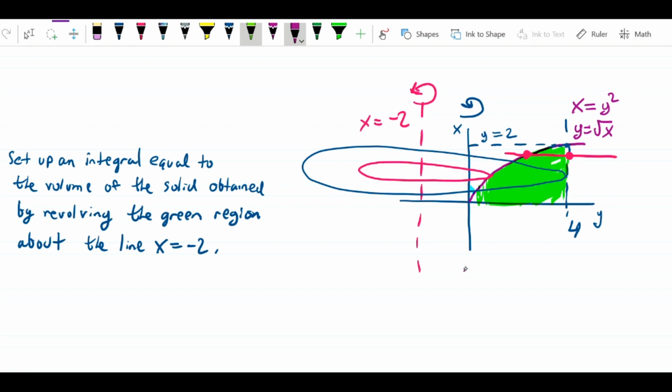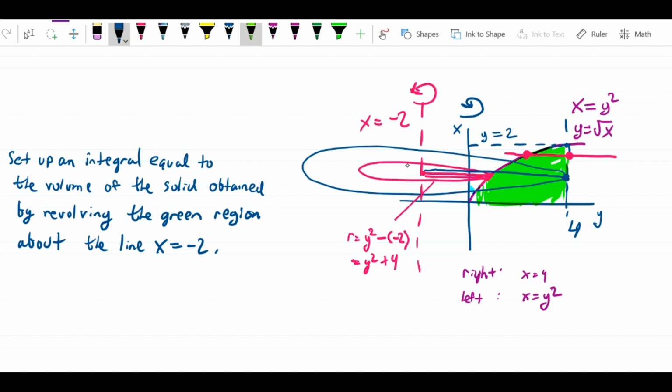So what we can see is that the right curve is x equals 4 and the left curve is x equals y squared. To find the radius, the horizontal distance between that curve and the line x equals -2 is going to give us the inner radius. So the small radius is just going to be this point on the right, this curve on the right: y squared minus -2, which equals y squared plus 2. And the outer radius, given by this blue line, is just going to be the distance from this vertical line 4 to this vertical line -2. The outer radius is just going to be 4 minus -2, which equals 6.